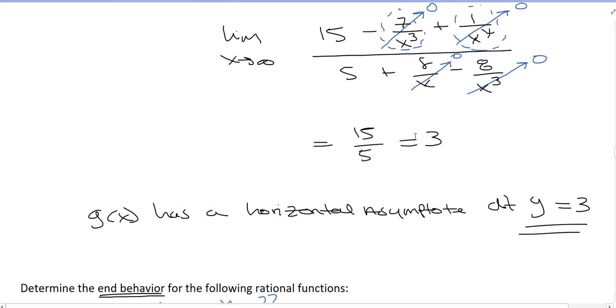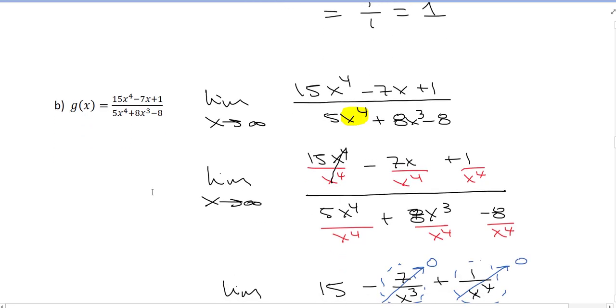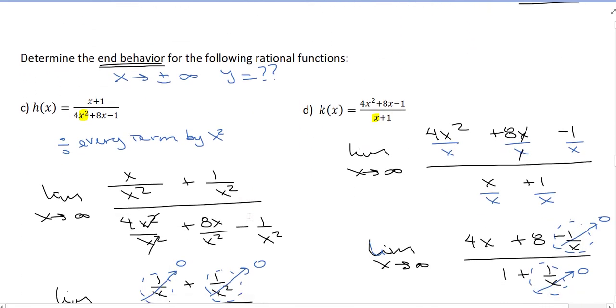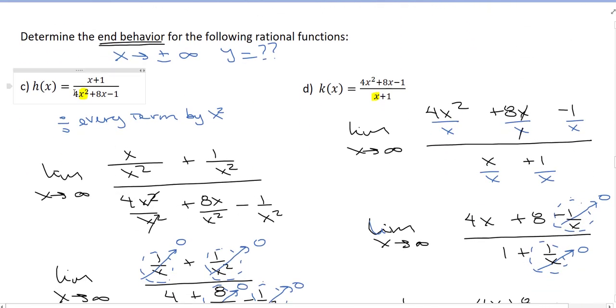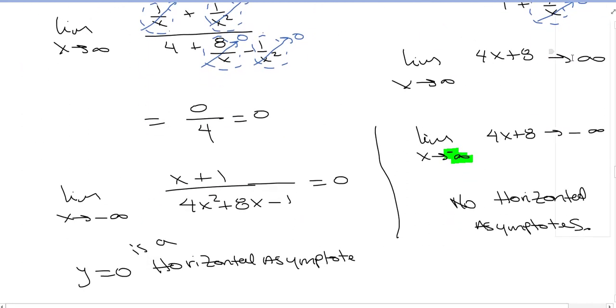And what do you notice about that number? Right, it's the coefficients. So it's the quotient of the coefficients. I have 15x to the 4th and 5x to the 4th. The limit was 3. So when the powers are the same, it is the ratio of the coefficients. When the power on the bottom is larger, the limit is 0. When the power on the top, in the numerator, is larger, then there's no horizontal asymptote. The limit is either infinity or negative infinity.